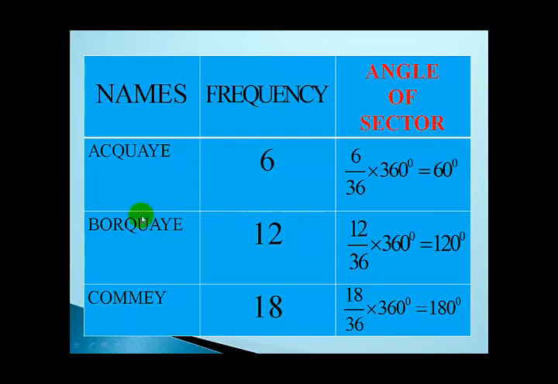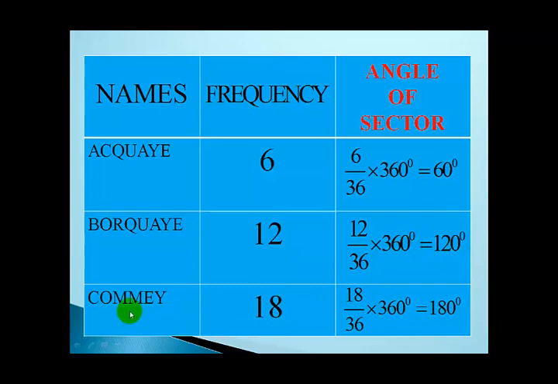Now we consider Bokwi. The number of votes cast for Bokwi is 12. So if you want to calculate the angle of sector for Bokwi, you divide the 12 by the total number of votes, that is 36. Then you multiply your answer by the angle of a circle, that is 360 degrees. And the answer equals 120 degrees.